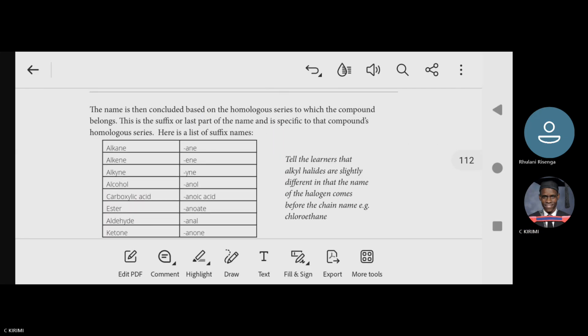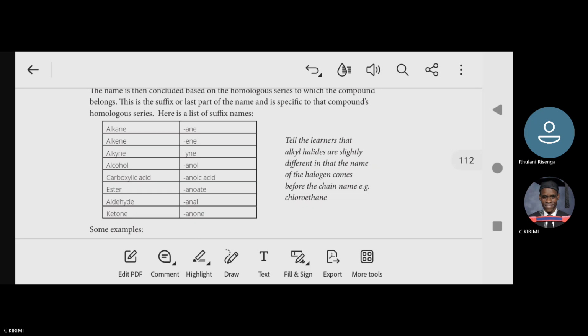So whether it's an alkane, an alkene, or an alkyne, or an alcohol, which ends with -ol, like propanol, pentanol, butanol. A carboxylic acid, which means butanoic acid, methanoic acid, pentanoic acid, etc. If it's an ester, it's a methyl pentanoate, for example.